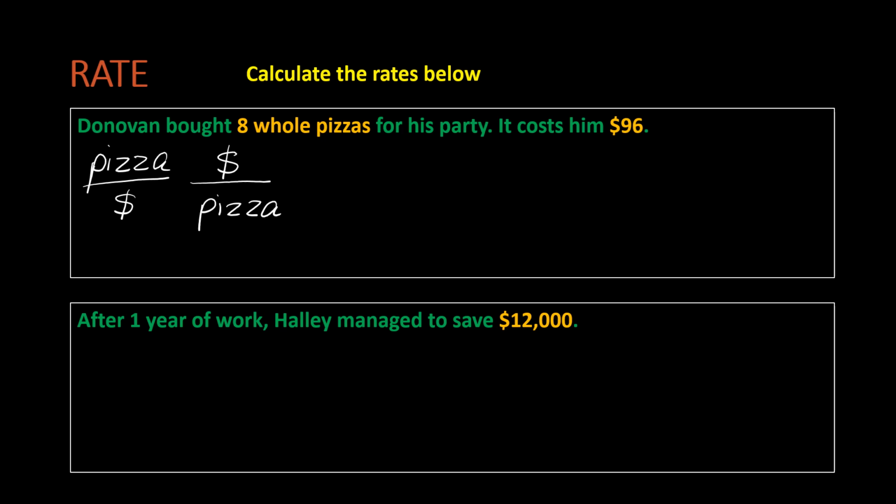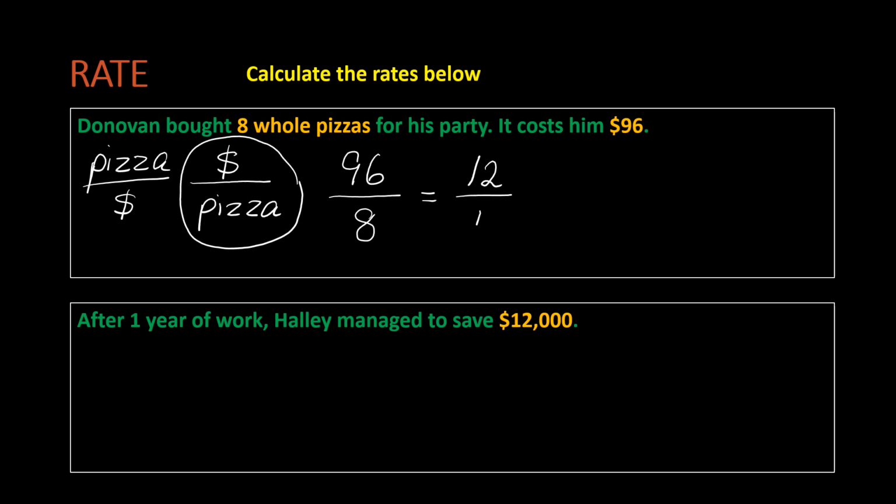Now we know when we buy pizza, we always ask how much per pizza. So this makes more sense. So we put $96 over 8. We know we can divide 8 with a top and bottom number. So we get 12 over 1. So the answer is $12 per pizza.